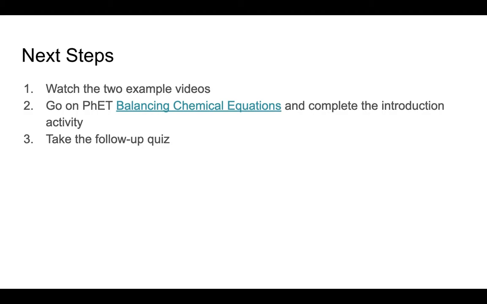So the next steps. Watch the 2 example videos I'm going to post on Google Classroom. Then you're going to go on to the PhET Balancing Chemical Equation site. We've used PhET before for our molecular shapes, and it's got a really good tool for balancing chemical equations. It's really easy to keep track. They've got a great tool to keep track of how many atoms you've got on each side. I want you to complete the introduction activity, and the answers that you get on the introduction activity are going to be questions on the quiz.